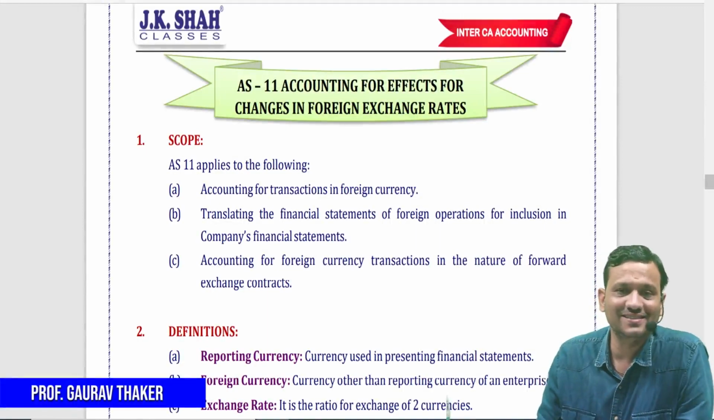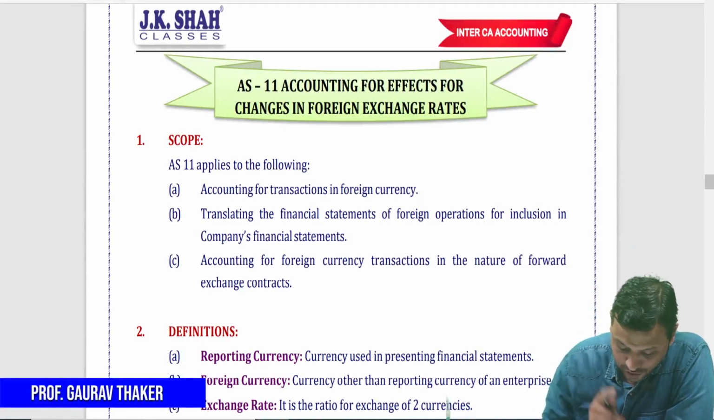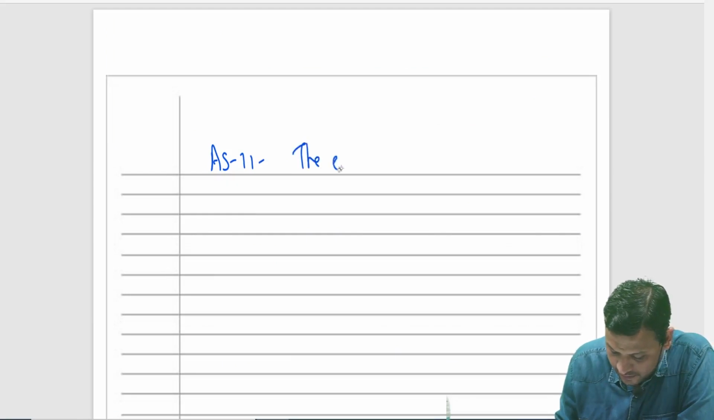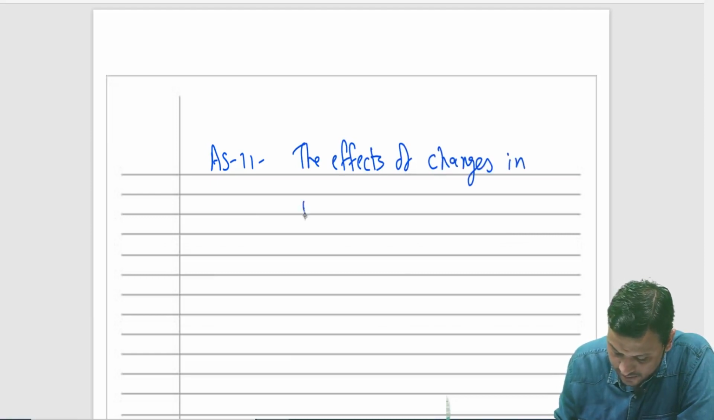Yeah, my dear students, welcome to this new accounting standard in the series of Group 1, that is Accounting Standard 11, the effects of changes in foreign exchange rates.